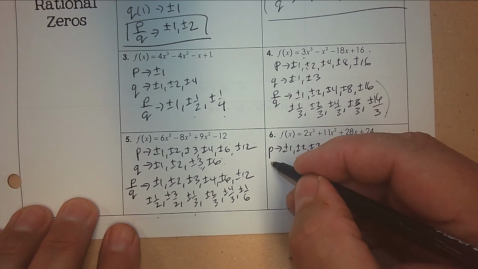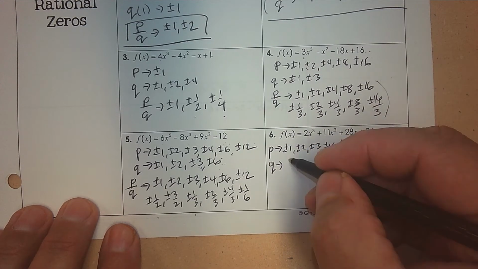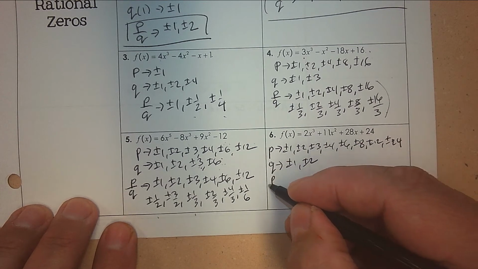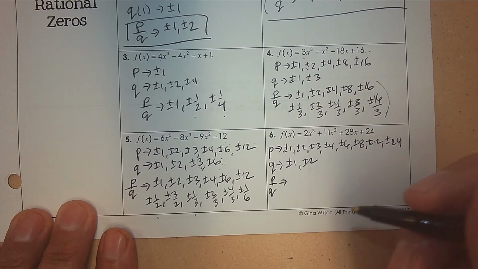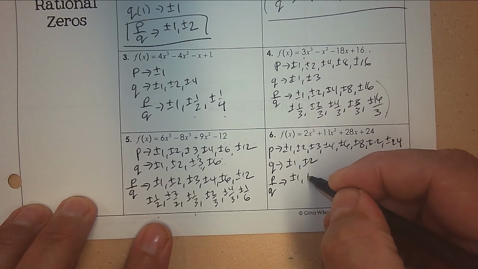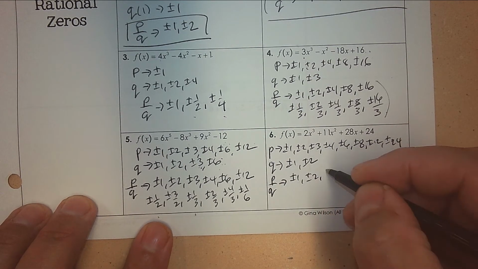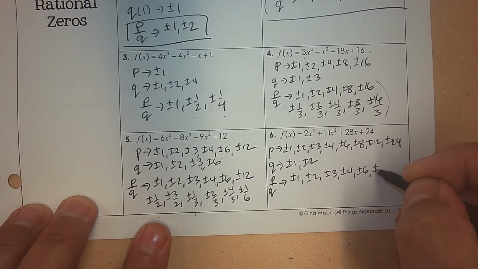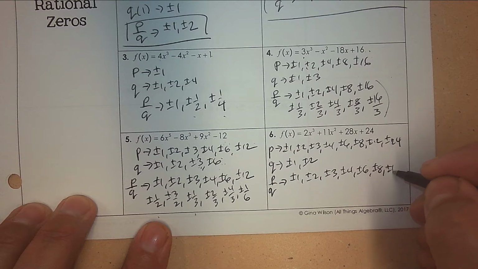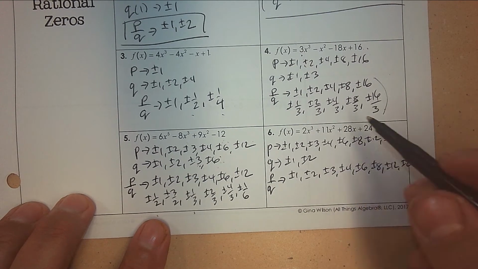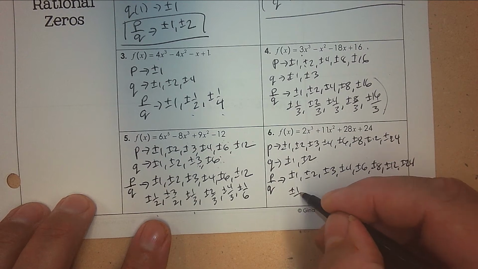Q is 2, so it's just 1 and 2. So P over Q again is going to be a long list, so we'll do the 2 rows. So divide everything by 1. When you divide everything by 1, it stays the same. And then the next one we divide by 2. So 1 divided by 2 is 1/2.